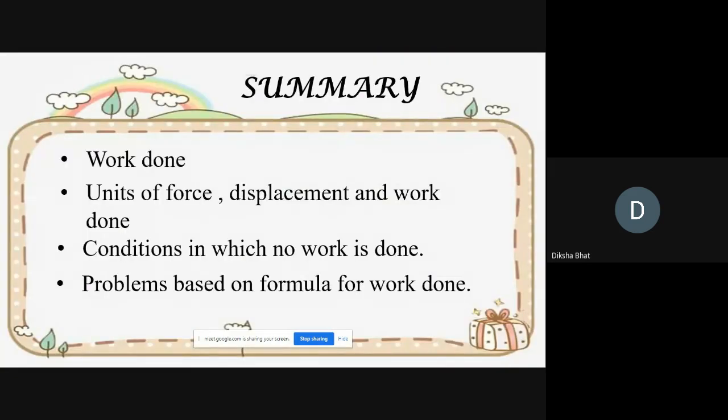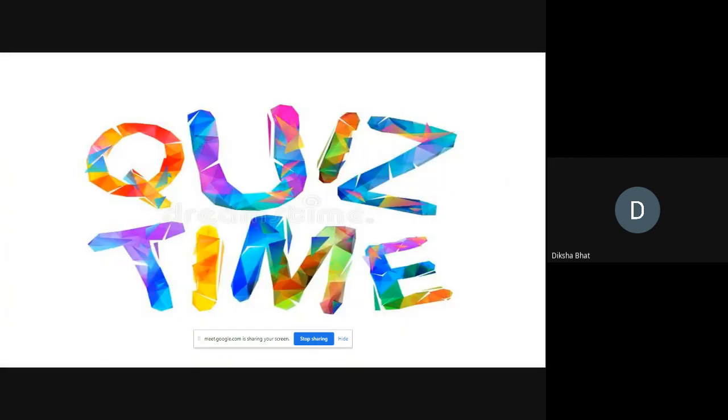That was all for today. So in today's class, we learnt about work done, units of force, displacement and work done. We also saw the conditions in which no work is done, and we solved some problems based on the formula for the work done. Now let's see how much you all have understood.